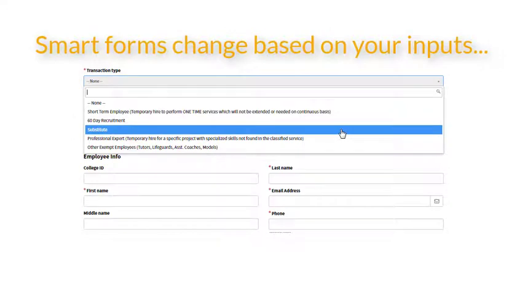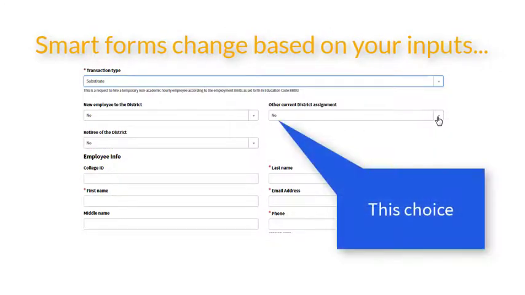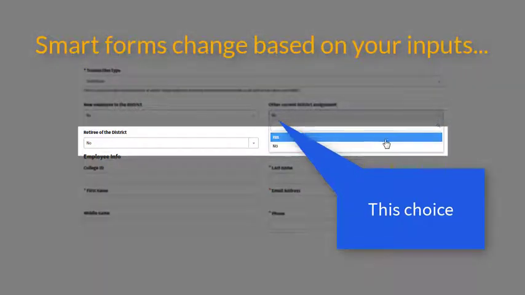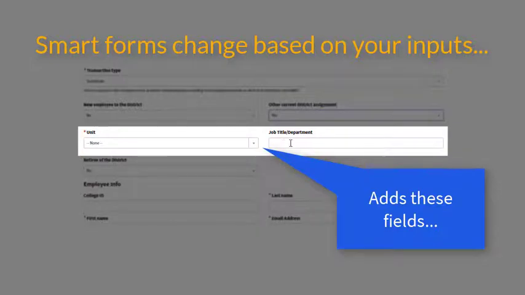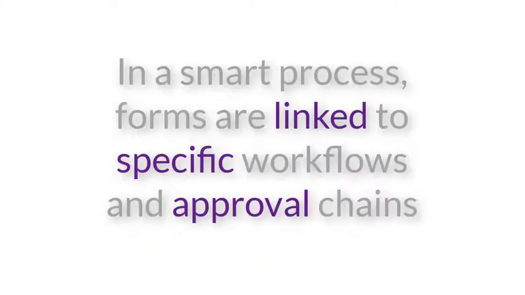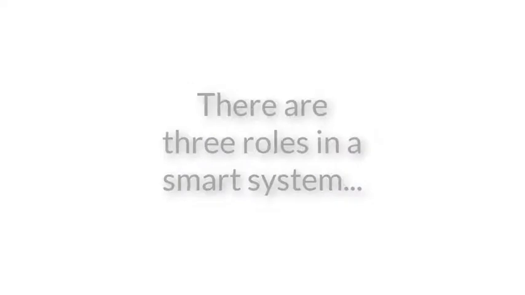Smart forms change based on your inputs, so you're only filling out the data you need to provide. For instance, by choosing yes for this question regarding district employment, the smart form automatically adds 2 new relevant fields to the screen. ServiceNow allows us to build a smart process by embedding the workflow into the system. Once you have selected the request you wish to make, the correct form is provided to you. When you fill the form out and submit it, your request will be routed to the correct supervisors in the proper order to streamline the request.